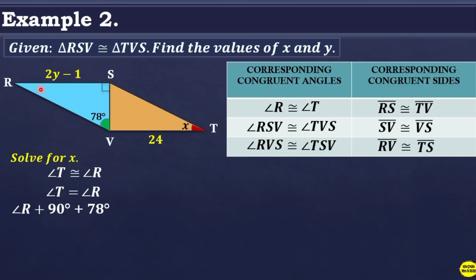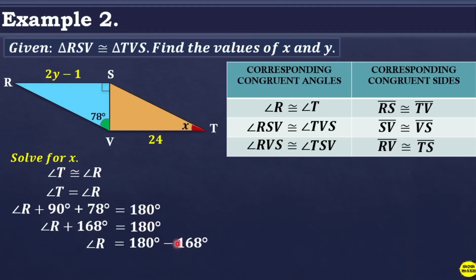So, angle R, para makuha natin siya, apply natin yung triangle sum theorem. So, dapat ang measure ng 3 interior angles natin is equal to 180. So, we have angle R plus 90 plus 78. So, that is equal to 180 degrees. So, angle R, add natin to, 168 degrees is equal to 180. Minus natin by transposition, so magiging minus 168. So, angle R is equal to 12 degrees. So, therefore, nakuha natin yung 12 degrees.